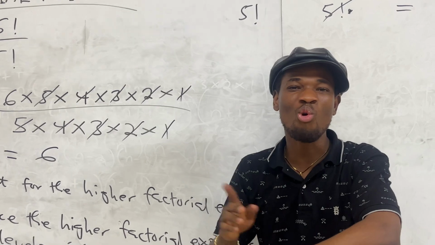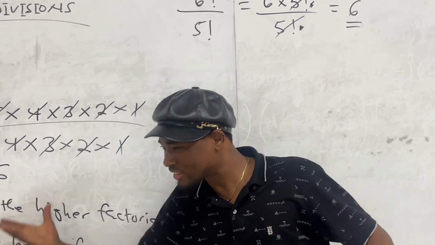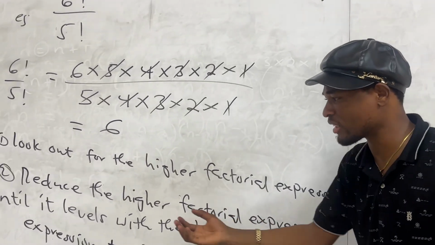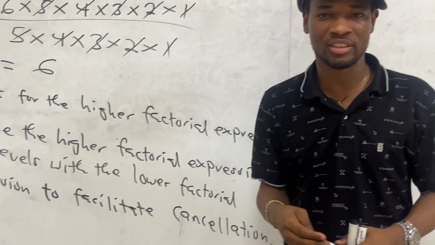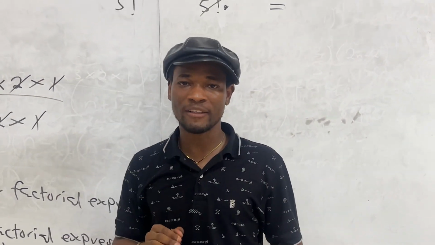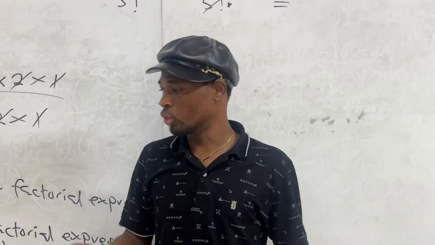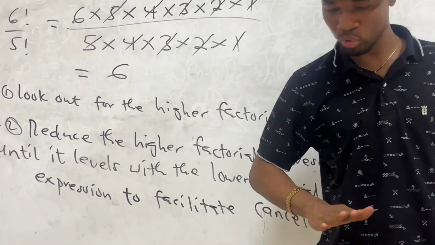Time waits for no man. Time is money. So this is a special case, right? This is a strategy. Reduce the higher factorial expression. That's one. You look out for that. The second one, which is the last one, you reduce the higher factorial expression until it levels with what?